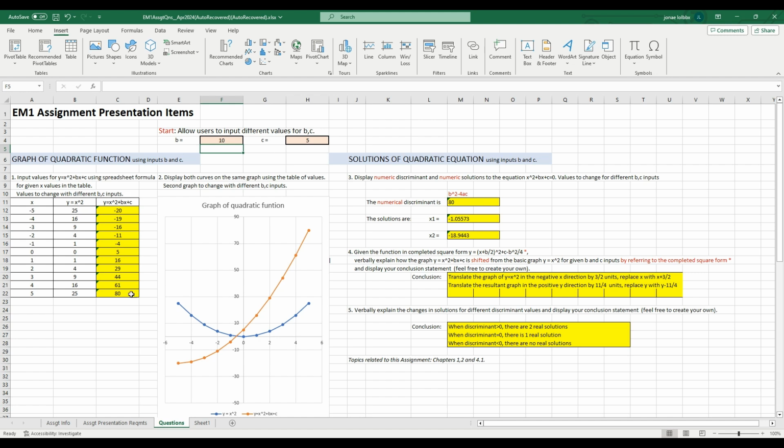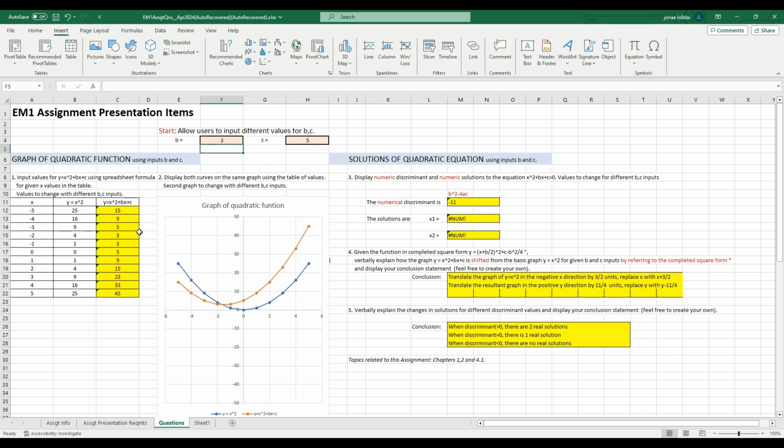Right, for question 1, I would have to fill in the values of this entire column which is highlighted in yellow. To do that, I need to use the formula of y equals x squared plus bx plus c, this quadratic formula. And to do that, I would need to use the values from these respective rows and the values of B and C.